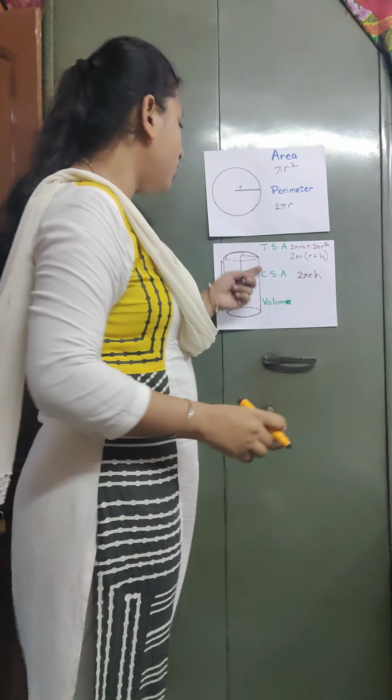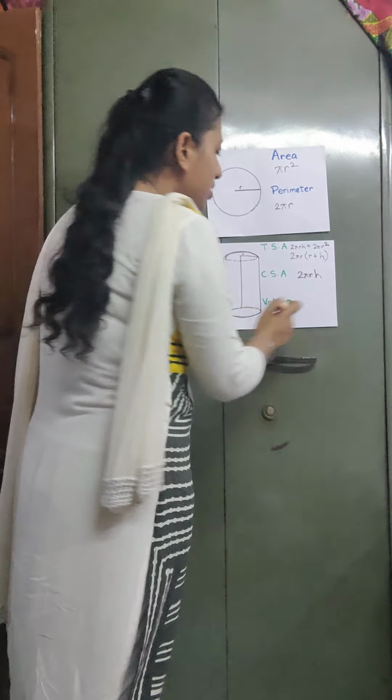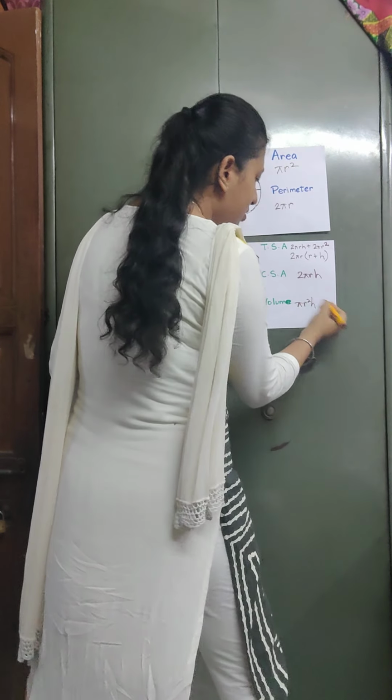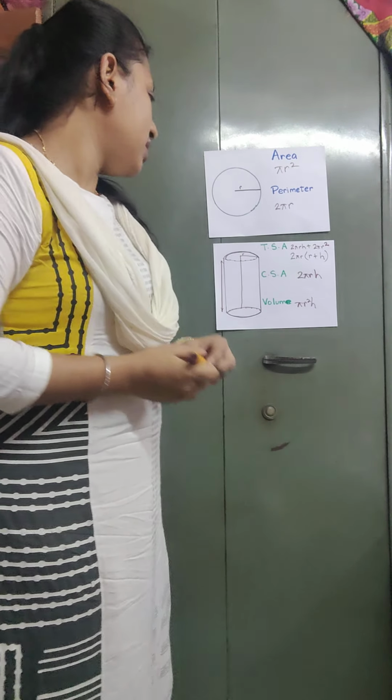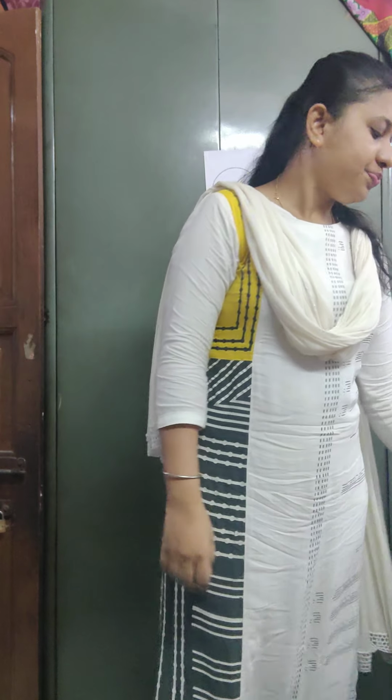And now the volume. The volume is the inside portion of the cylinder. The volume is pi r square h. So this is the volume of a cylinder.